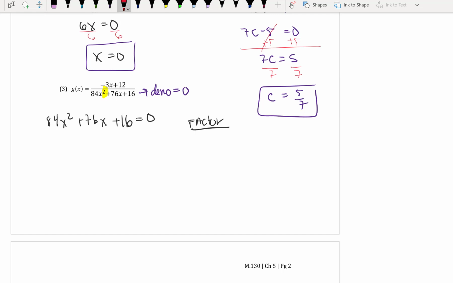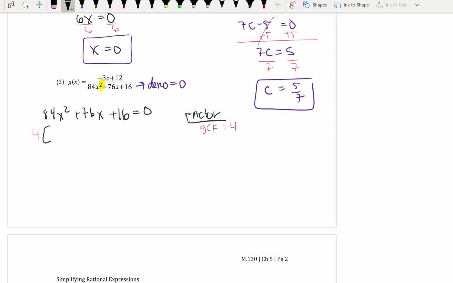The first thing you always want to think about when you factor is the greatest common factor. Well, here 84, 76, and 16, all of those coefficients are even. So at the very least, I know it can be a 2. Can anything higher? Yeah, 4. 4 is the highest number that can divide each of those 3 numbers. So 4 is my GCF. So I'm going to have 84 divided by 4, which is 21x squared. And 76 divided by 4 is 19x. And 16 divided by 4 is a positive 4.